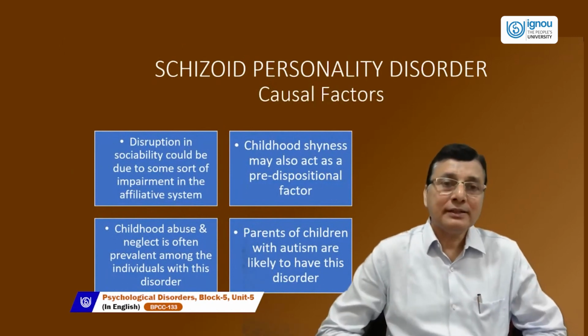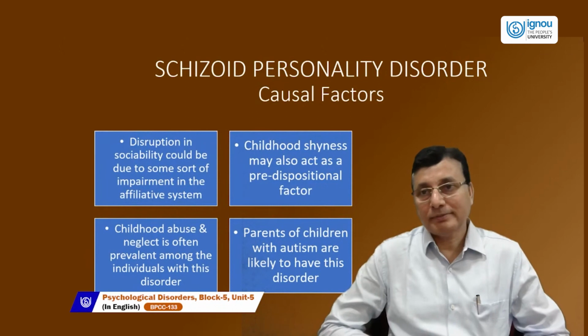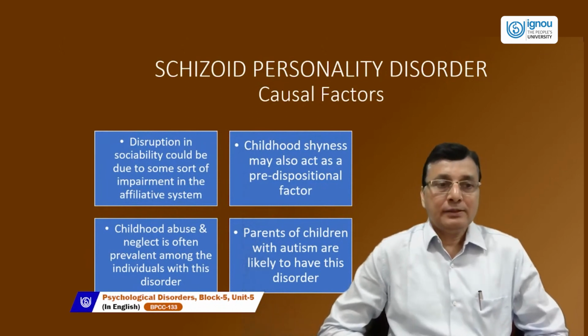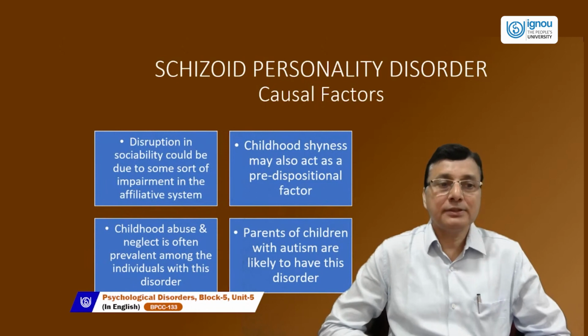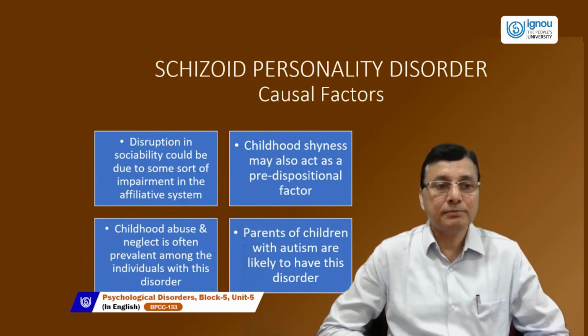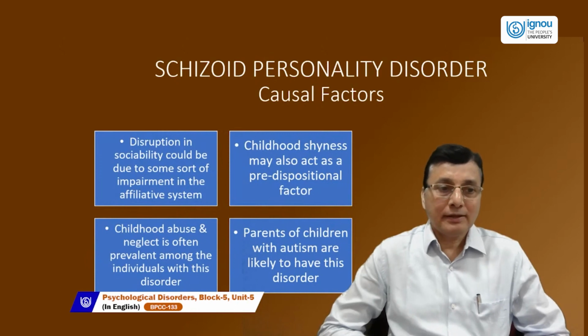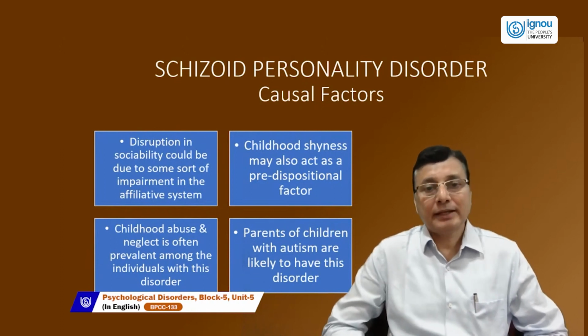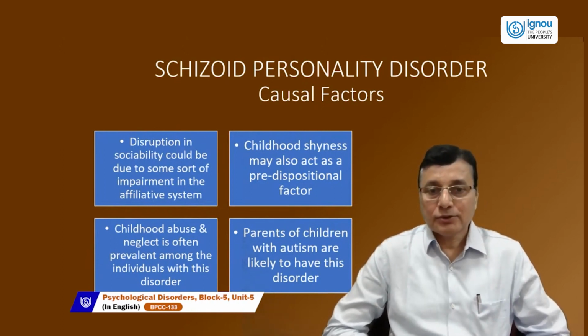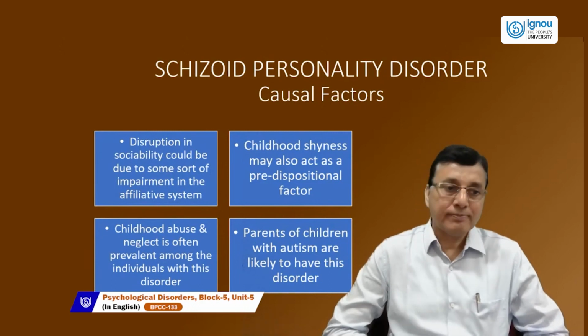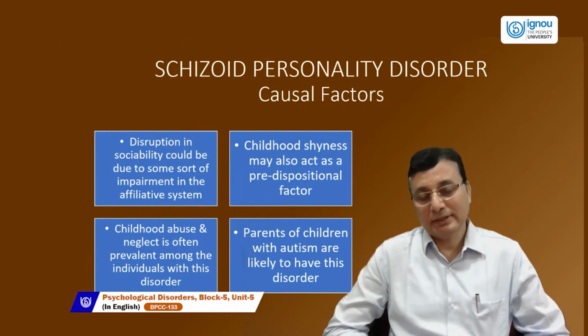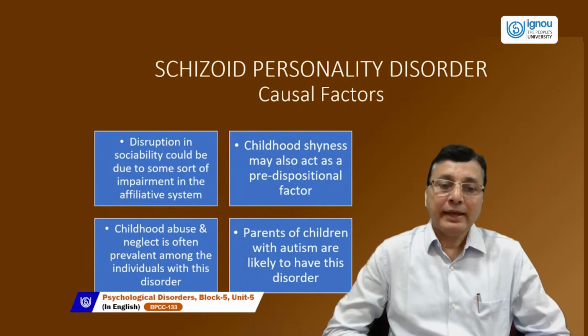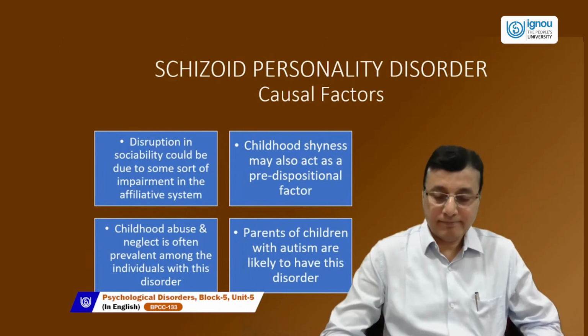So let us see what are the causal factors of schizoid personality disorder. A disruption in sociability could be due to some sort of impairment in the affiliative systems, genetics. Then, childhood shyness may also act as a predisposing factor. Childhood abuse and neglect is often prevalent among individuals with schizoid personality disorder, and parents of children with autism are likely to have this disorder.